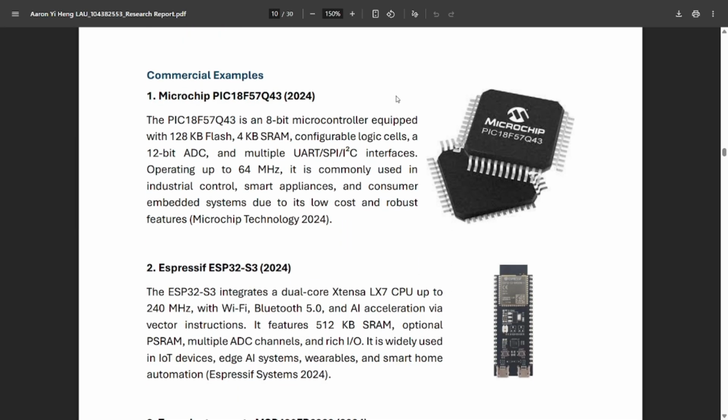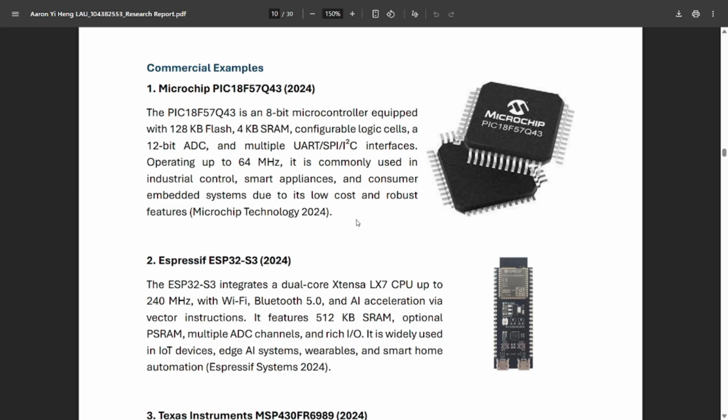My report also includes several examples of popular microcontrollers. First is the PIC18F57Q43. As the image shows, it is an 8-bit MCU commonly used in industrial applications because of its low cost and flexible input and output options.